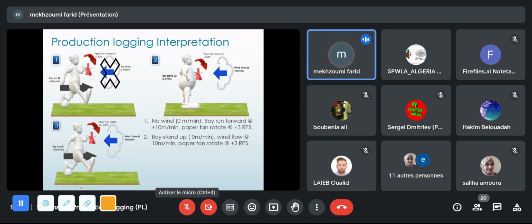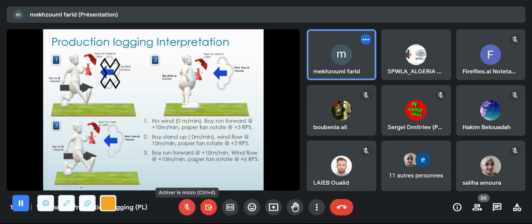So let's combine these two cases. I have the boy running forward at plus 10 meter per minute, and also airflow or wind blowing at 10 meter per minute. As we have seen, they act in the same direction. Even if I don't have any wind and everything is stable, the boy running inside the mass of air gives plus 3, on the positive side. When the wind or airflow blows, it's also 3 RPS. So logically, I have the resultant of 2 forces acting in the same direction, which means I have 6 revolutions per second.